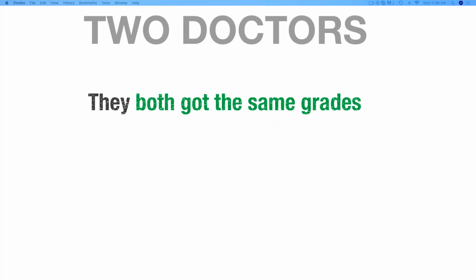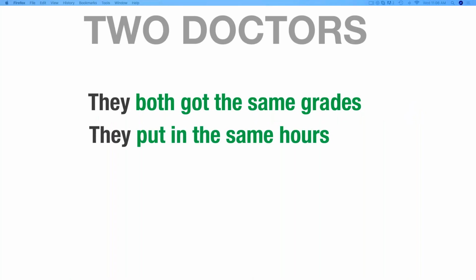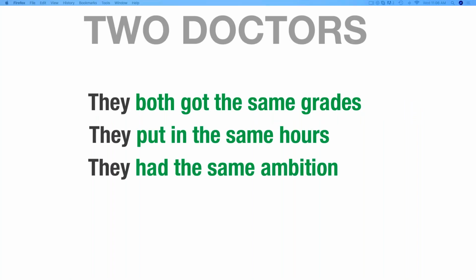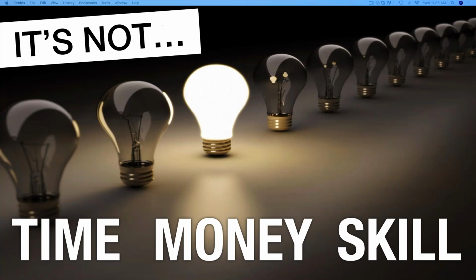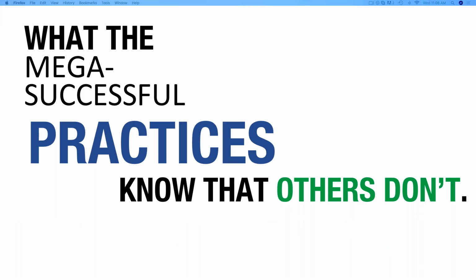The two doctors got the same grades, they put in the same hours, and they had the same ambition. So at the end of the day, it's not time, money, or skill. So what is it that makes the difference? What is it that the mega successful practices know that others don't?